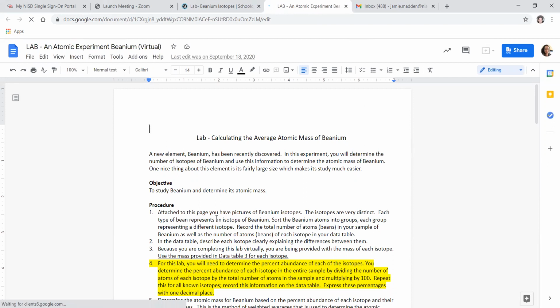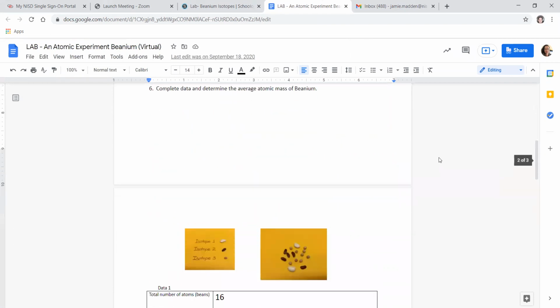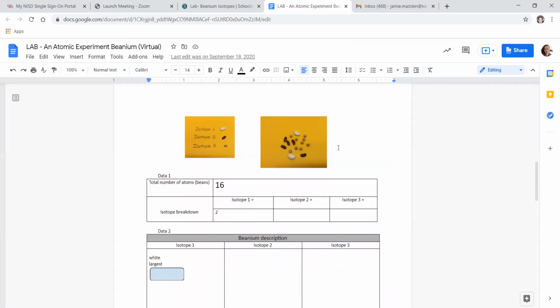I'm going to kind of walk you through this. I'm kind of short of breath, so I'm going to try to read as much as I can. I appreciate your patience. So in this, theoretically, these beans, which you're given pictures of here, are supposed to represent 3 different isotopes of the same atom.